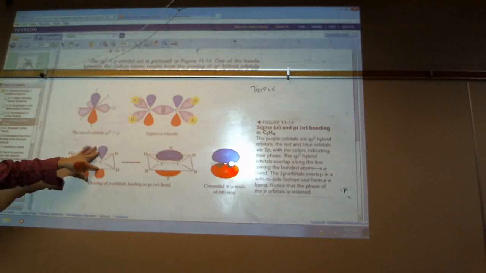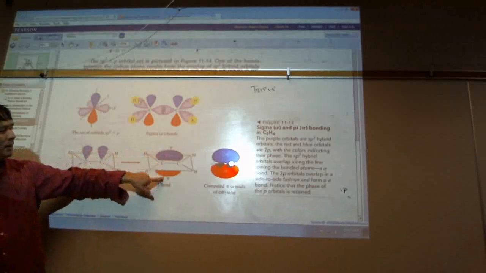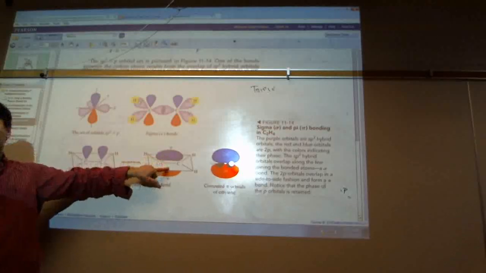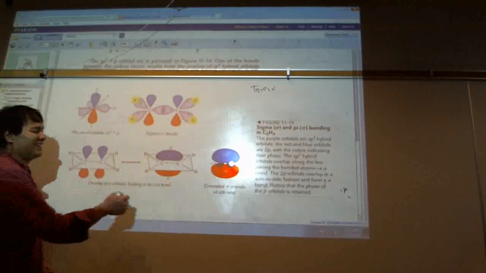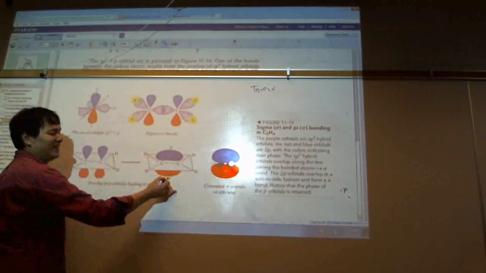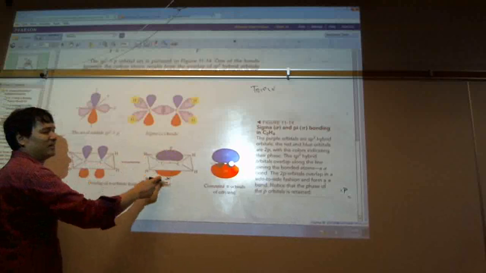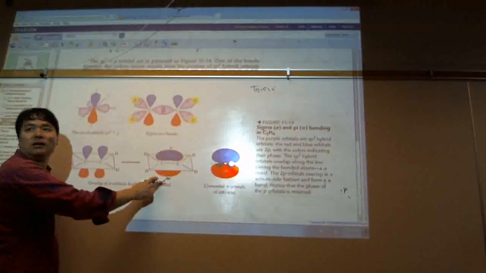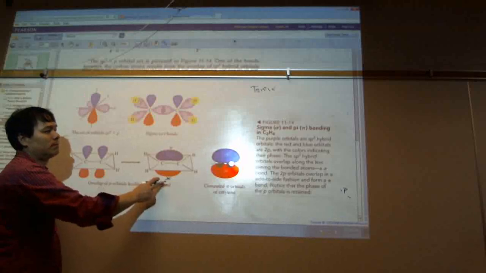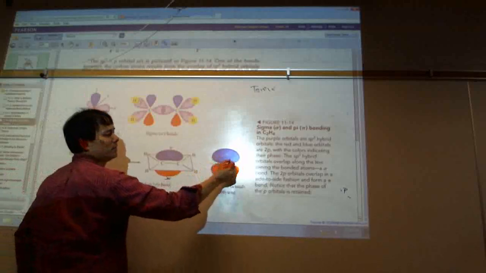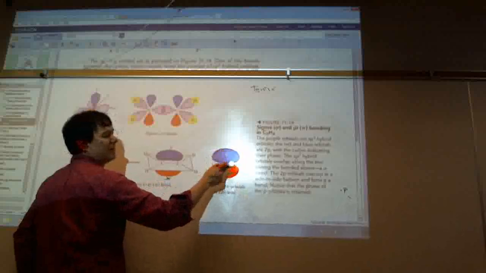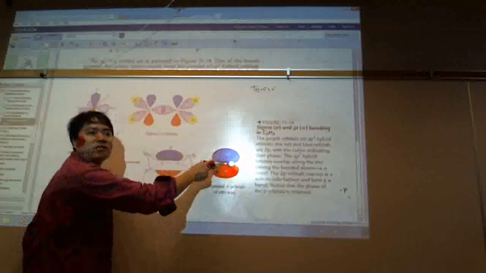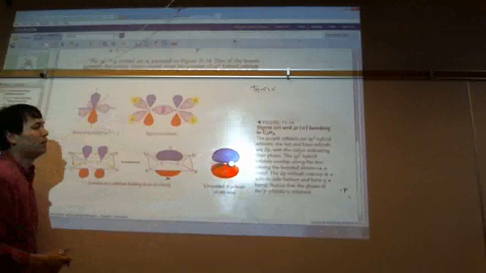And so here you can see this would be a pp pi bond. But I don't like them to label it here because it makes it look like there are two pi bonds rather than one pi bond. It's only one pi bond. One pi bond consists of overlap here and overlap here, so we have an electron cloud in both places. This is showing the electron cloud. That's a pi bond.